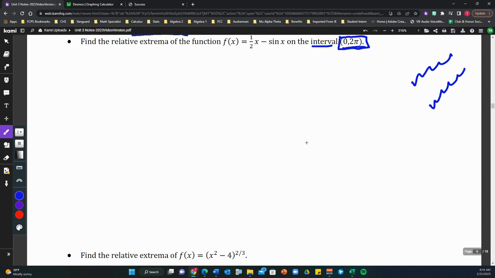So when we go to find our critical numbers, you're only looking for ones that fall within that first revolution of the unit circle. Okay? So let's do that though. Again, step 1, critical numbers.